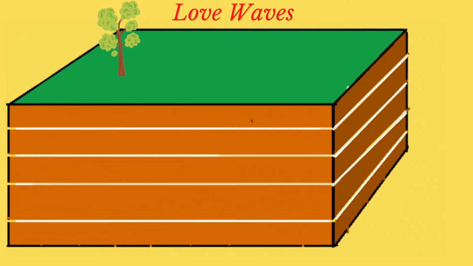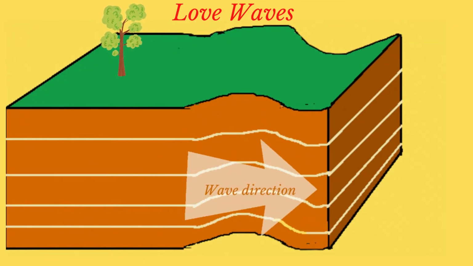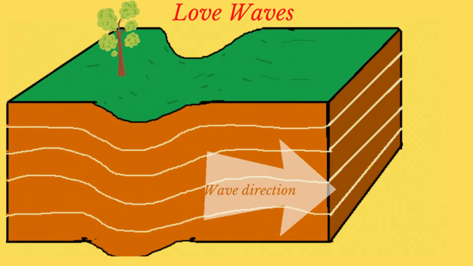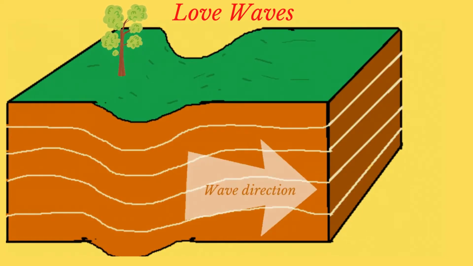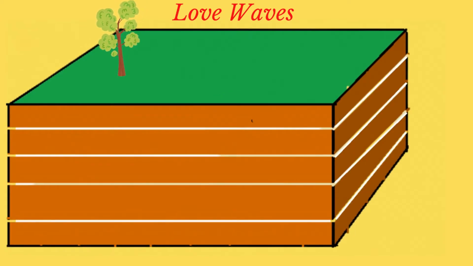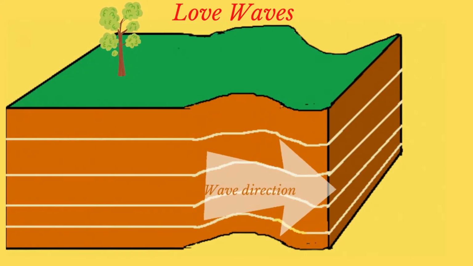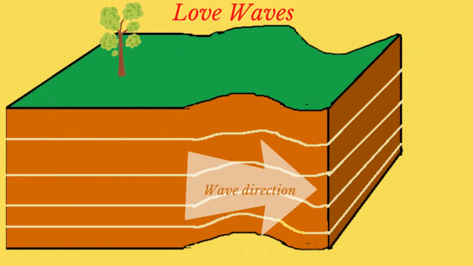Love waves cannot exist in a uniform solid. Hence, their existence is proof of the Earth's vertical inhomogeneity. They can only occur when there is a general increase of S wave velocity with depth.